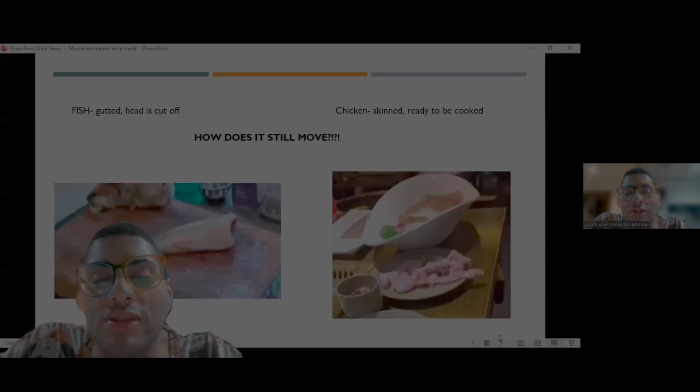So how does it still move? In these two videos, I captured little snippets where you can see the fish with no guts, no head. The chicken looks like it's ready to be stewed, cooked, grilled. But why does it still move?